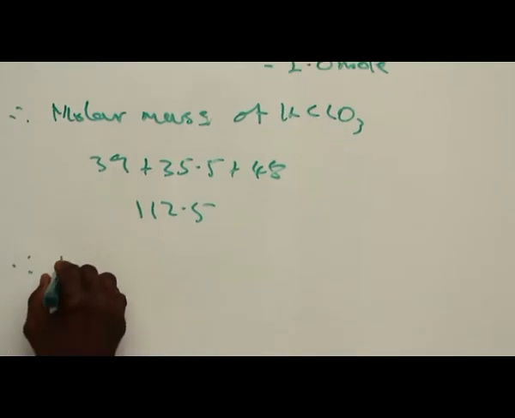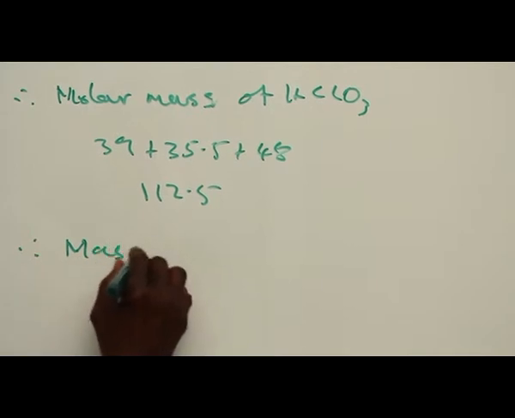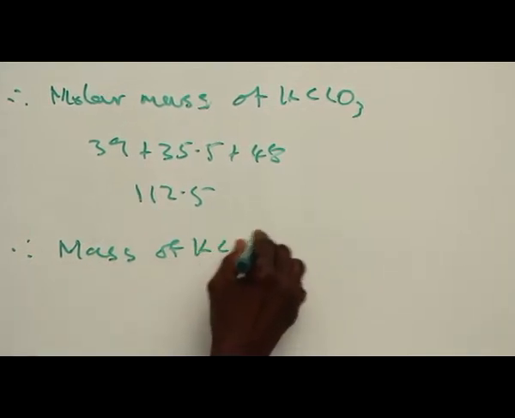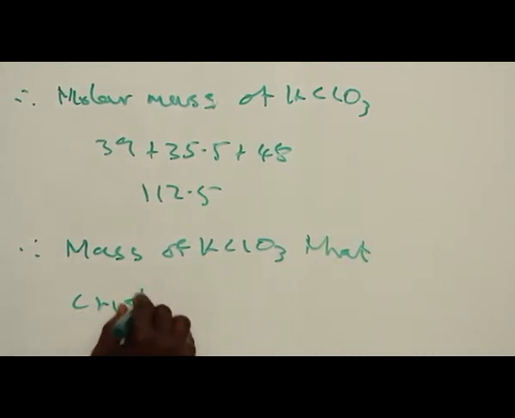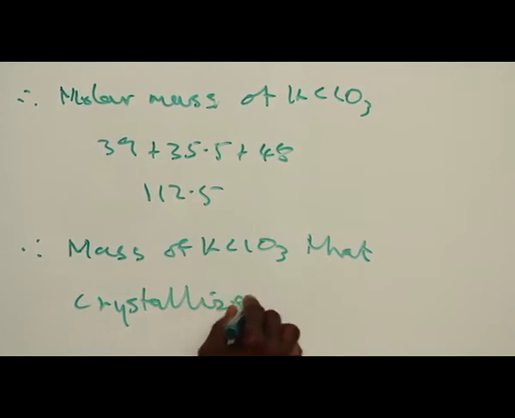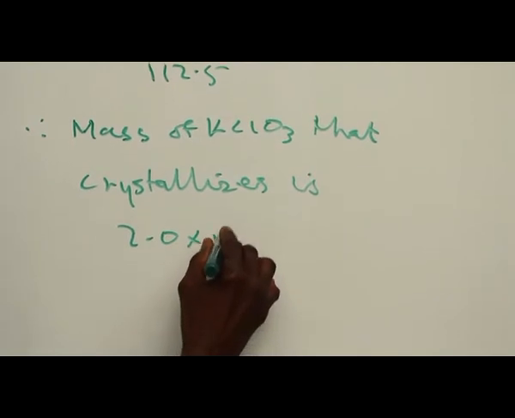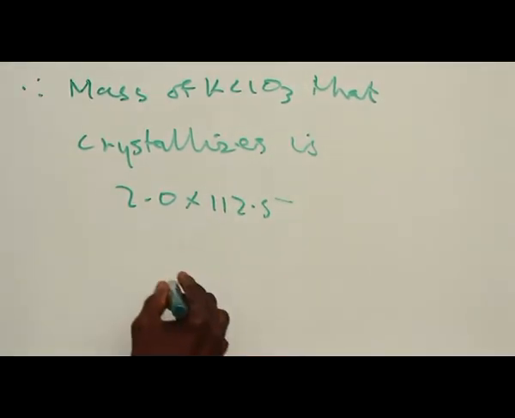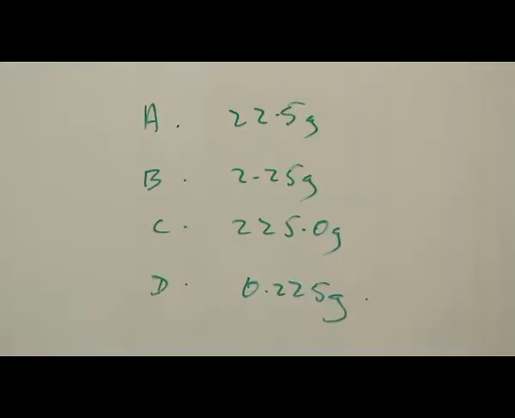Therefore, the mass of KClO3 that crystallizes is 2.0 multiplied by 112.5, giving us 225.0 grams. From the solution on the board, the correct option is 225 grams. Consequently, the correct option is C.